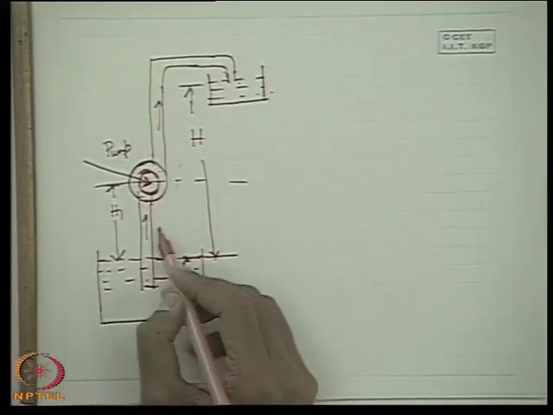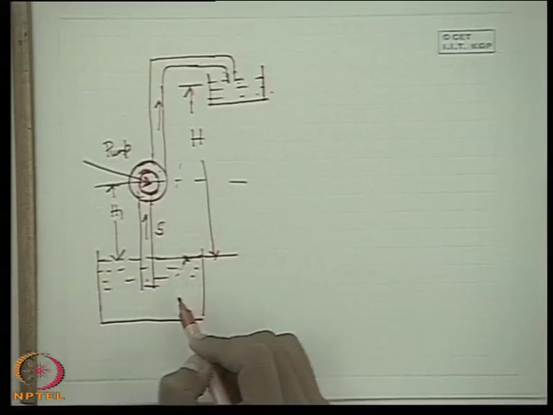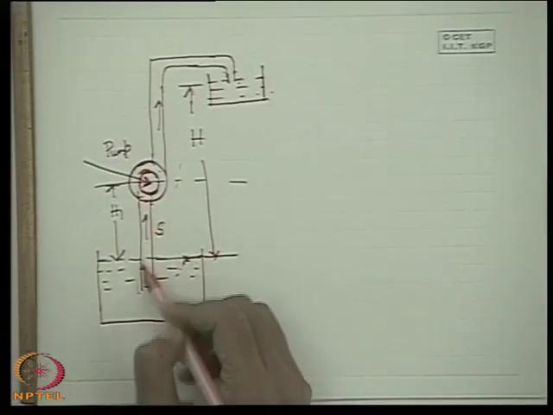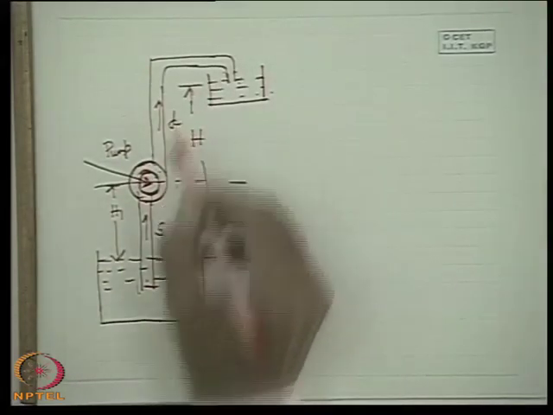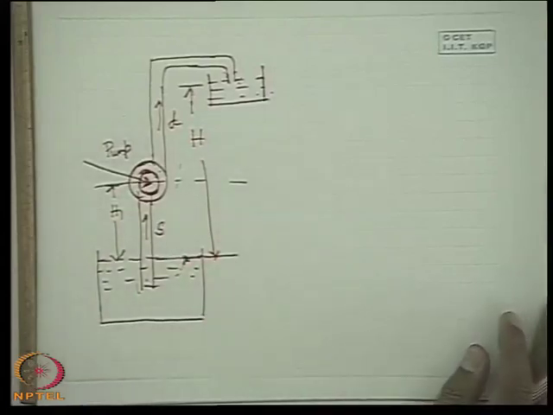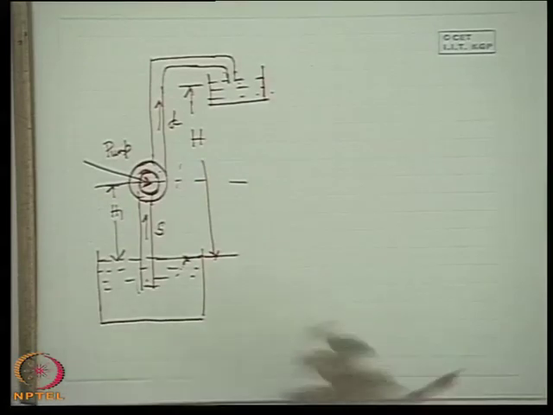Now let this tube be designated S, the suction tube, the suction side of the pump. This tube is the delivery side of the pump. By the simple friction formula, you can find this out. You can do this problem. How can you do this problem?